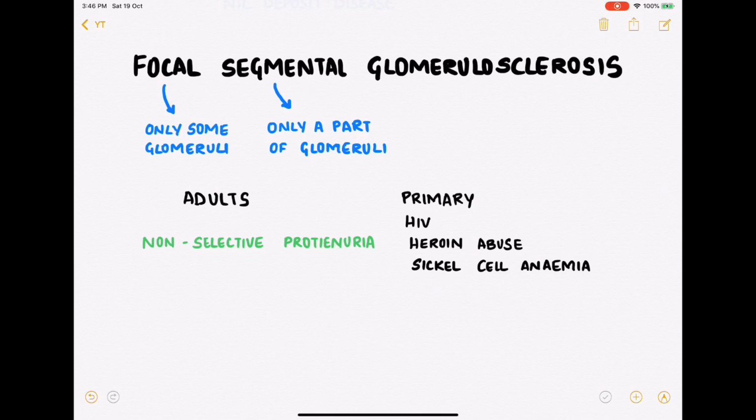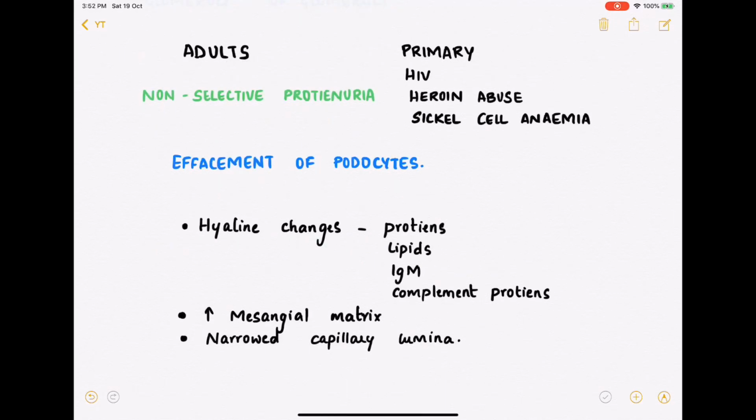This could be of primary etiology or could be secondary to HIV infection, heroin abuse, or sickle cell anemia. Unlike that seen in minimal change disease, focal segmental glomerulosclerosis shows non-selective proteinuria. That is, along with albumin, other proteins such as immunoglobulins, etc. are also lost in urine. Here too, we see that there is effacement of the podocytes, which is the main pathology. Microscopically, you see that there are hyaline changes in the affected part of the glomeruli.